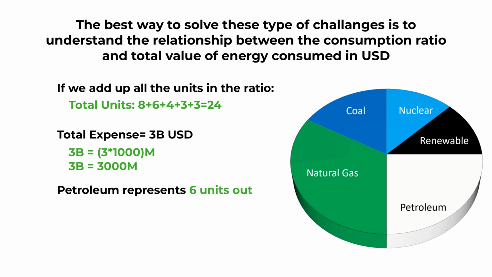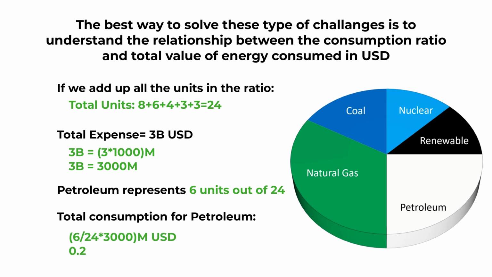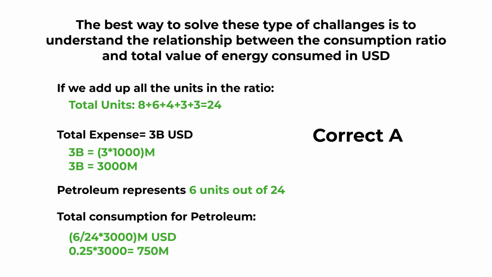Petroleum represents 6 units out of 24. So the total consumption of petroleum can be calculated as 6 divided by 24 multiplied by 3,000, and we will get our answer as 0.25 multiplied by 3,000, which will equal $750 million. So the correct choice here is choice C, $750 million. Did you come up with the same answer?